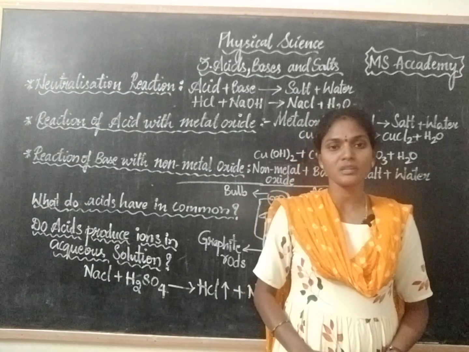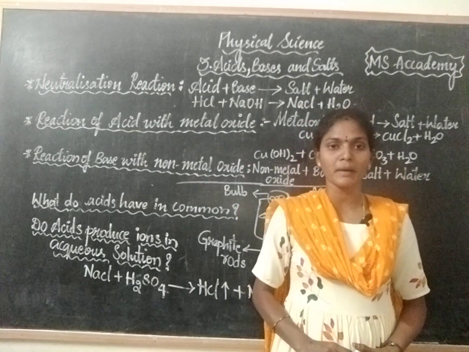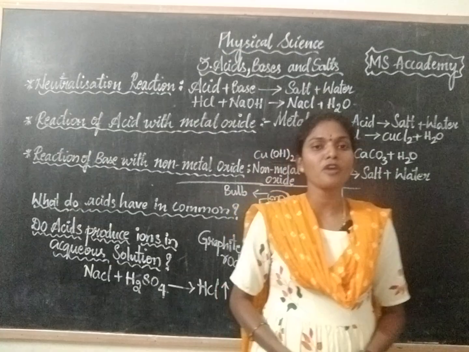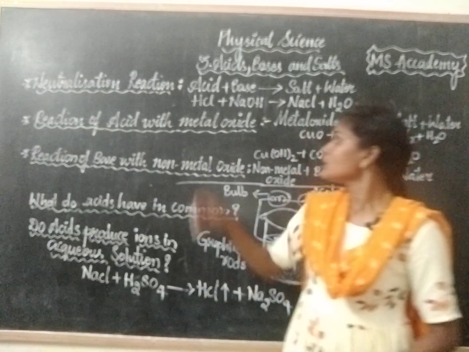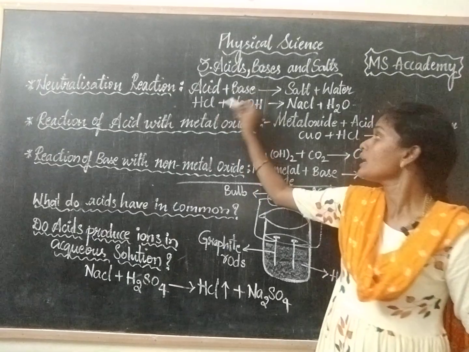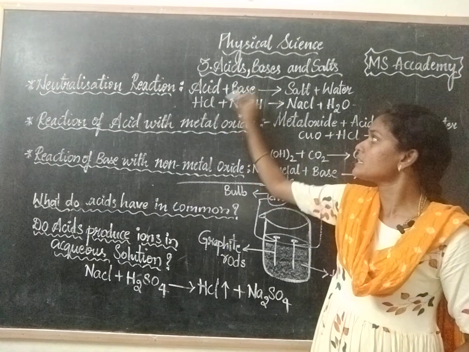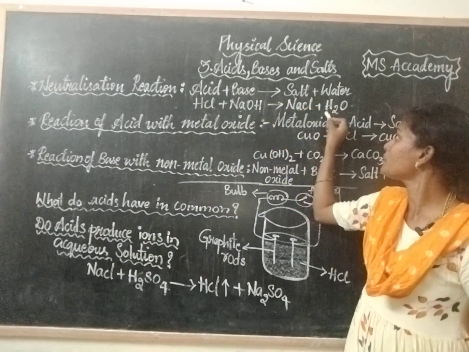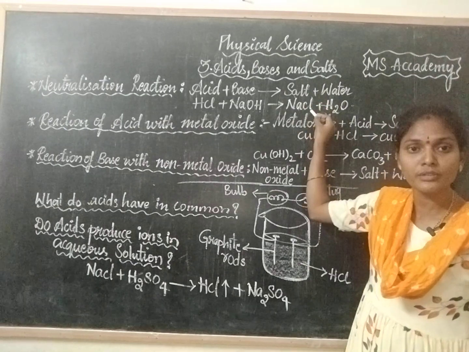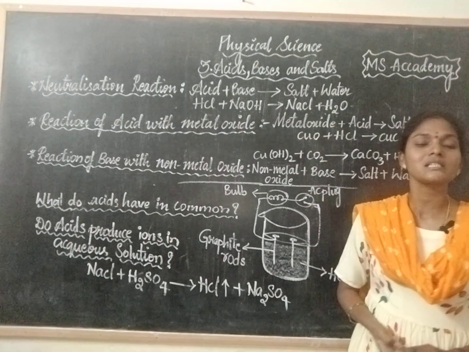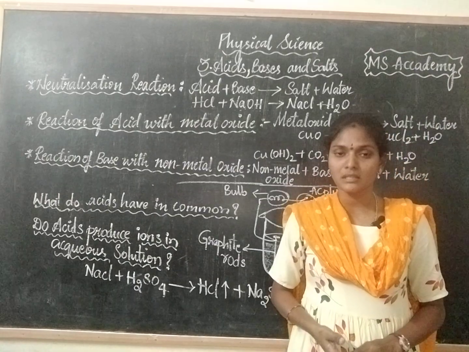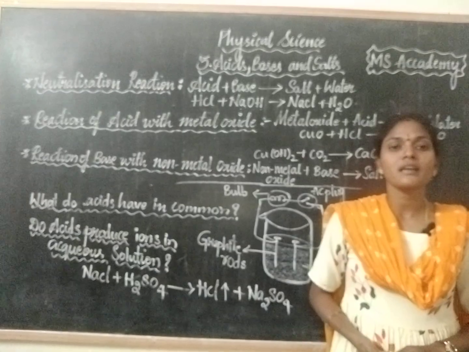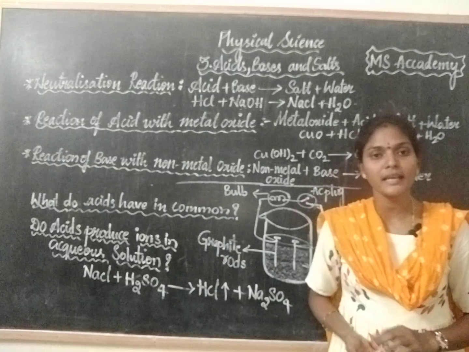What do you mean by neutralization reaction? Neutralization reaction is nothing but when we combine an acid with a base. When acid is combined with base, it forms salt and water. Let us see an example. Acid I am taking HCl, base I am taking NaOH. When HCl reacted with NaOH, it forms salt plus H2O. Salt, NaCl, we all know that it's a salt, and it forms water. So the reaction between acid and base is called neutralization reaction. Neutralization reaction is nothing but when acid reacts with base, it forms salt and water.